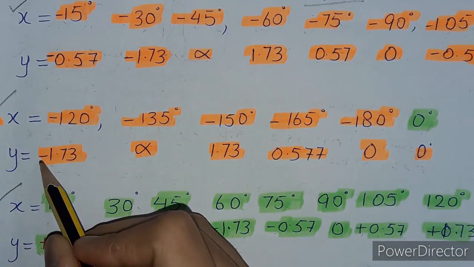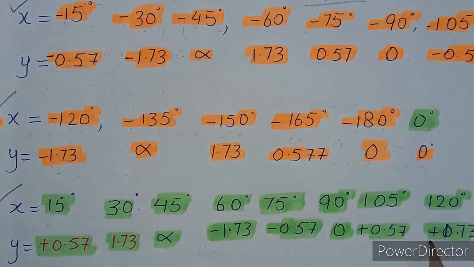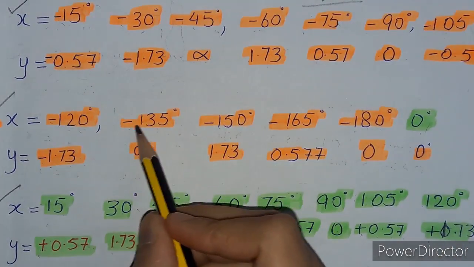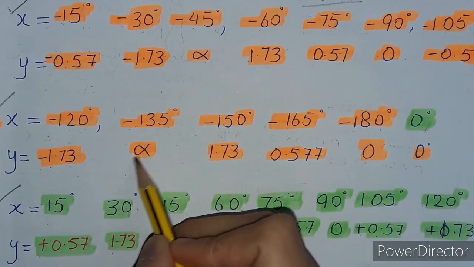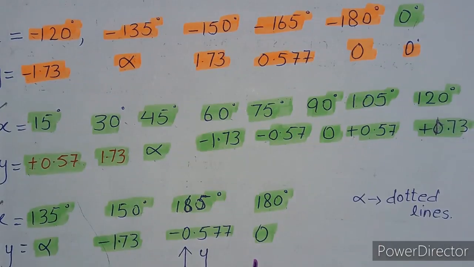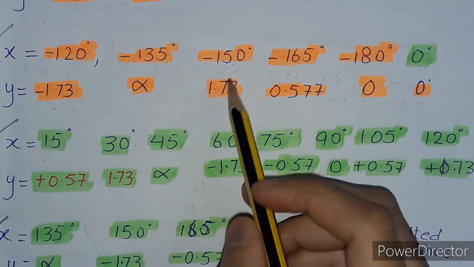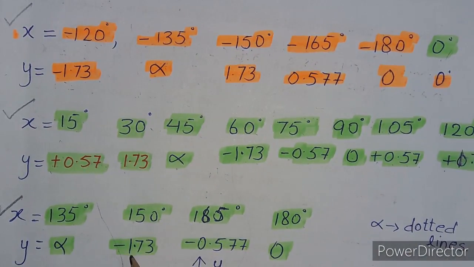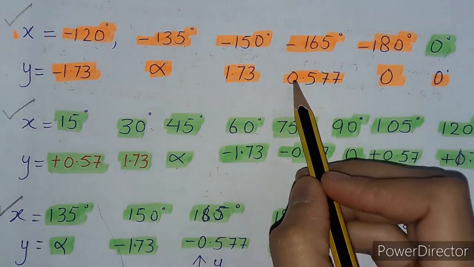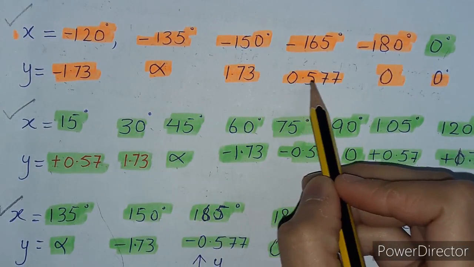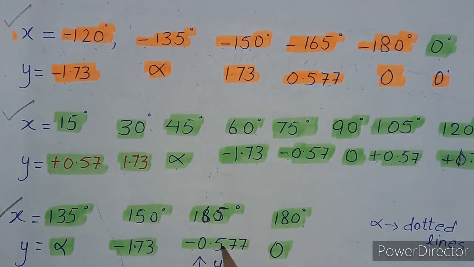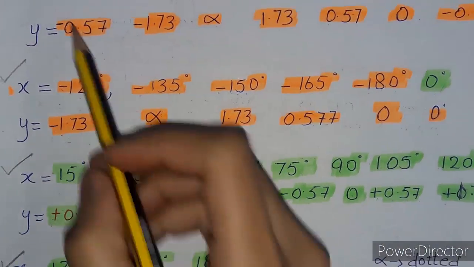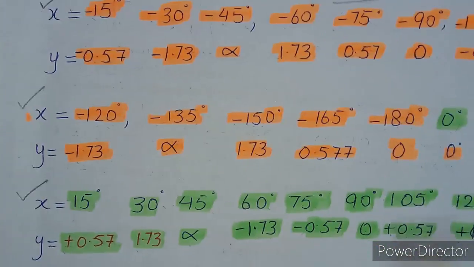Minus 120 gives plus 1.73. Then minus 135 is infinity, and here it would also be infinity. Then minus 150 gives 1.73, and it will be negative 1.73 for positive. This is positive 0.57, it will be negative 0.57, and it will be 0, and it will be 0. This is how you will find the values of x and y.